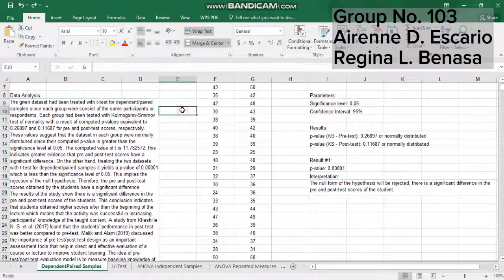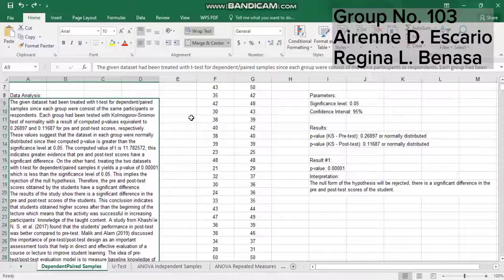Our data analysis is: the given dataset had been treated with t-tests for dependent or paired samples, since each group will consist of the same participants or respondents. Each group had been tested with Kolmogorov-Smirnov test of normality with a result of computed p-values equivalent to 0.26897 and 0.11687 for pre and post-test scores, respectively.